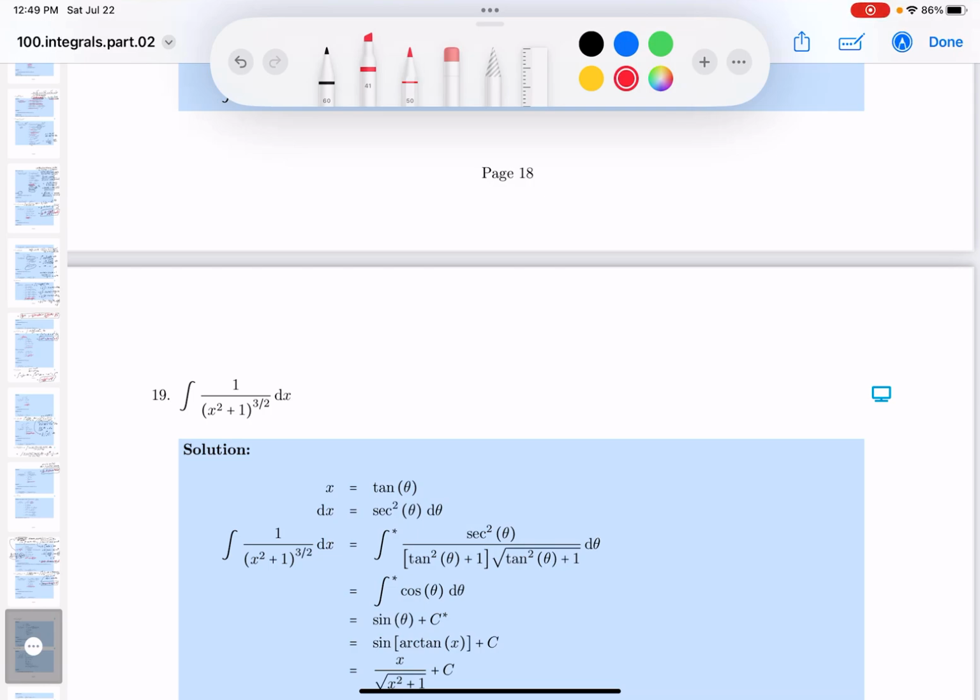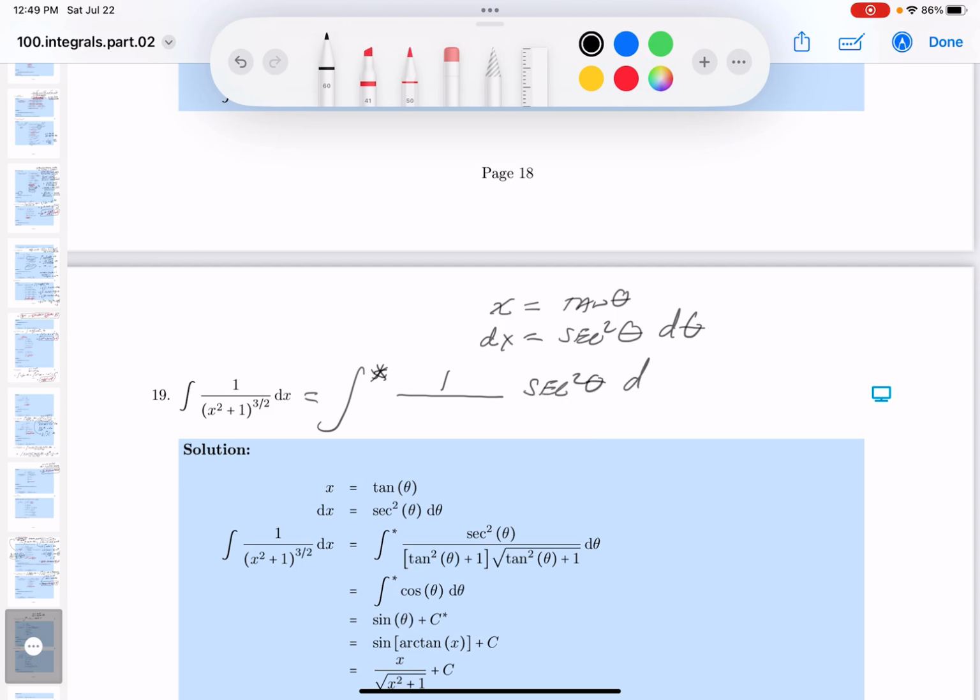Okay, for 19, I would say, looking at it, it's a trig substitution problem where x equals tangent of theta, all the pattern that you've been given, and dx would equal secant squared theta d theta. And then you're going to pop that in there. Things should get better, by the way. Let's see, 1. And what's dx equal to? It's secant squared theta d theta.